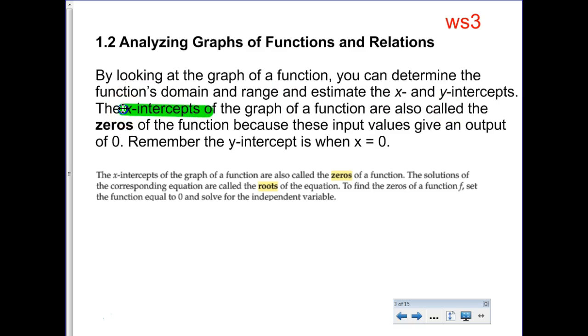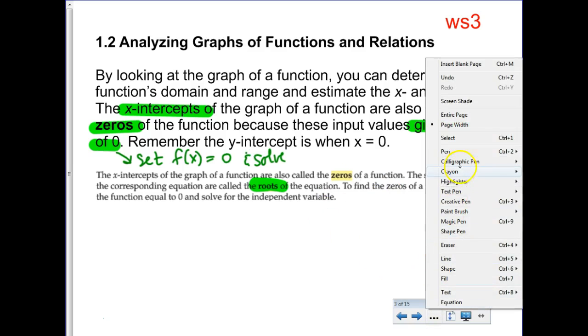So the x-intercepts, which also are known as zeros, and by the way, they also are known as roots, FYI, they are where the function's input values produce an output of 0. So it's where it gives an output of 0. So that's a really fancy way of saying set f of x equal to 0 and solve. But that's kind of how we find solutions, right? We set it equal to 0 and solve.